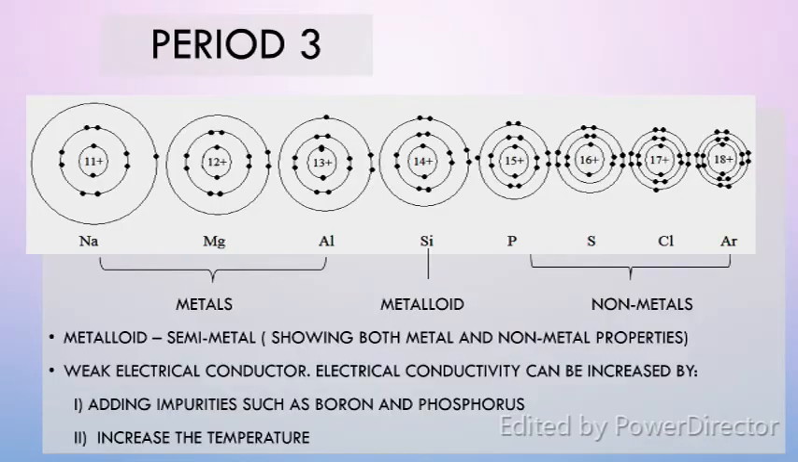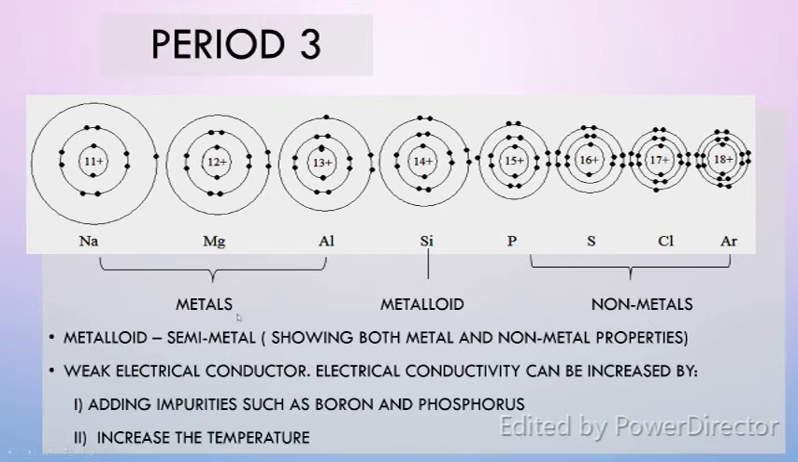For the third part, when moving from the left to the right in a period, you will find that the elements at the left hand side are considered as metals. We just focus on period 3: sodium, magnesium and aluminium. These three elements are known as metals, followed by silicon. Silicon is known as metalloid, and then phosphorus, sulfur, chlorine and argon. These four are considered as nonmetals.